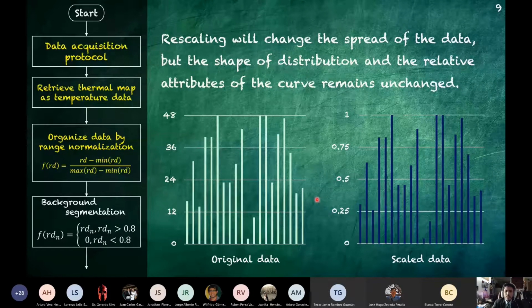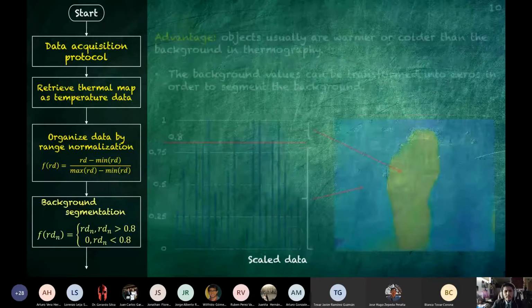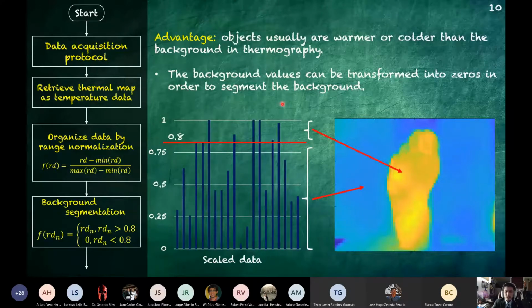This allows us to find several patterns. For example, the first one is that an advantage of IR thermography, infrared thermography, is that usually the objects of interest are warmer or at least colder than the background. In such a way, we have found that after arranging the data, the values that are higher than 0.8 correspond to the region of interest. Meanwhile, the values that are below 0.8 correspond to the background.